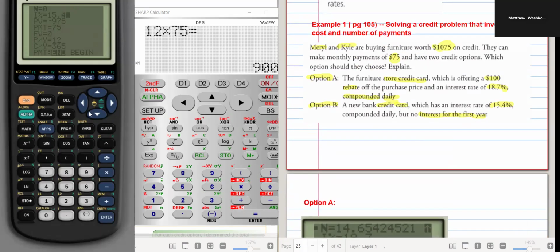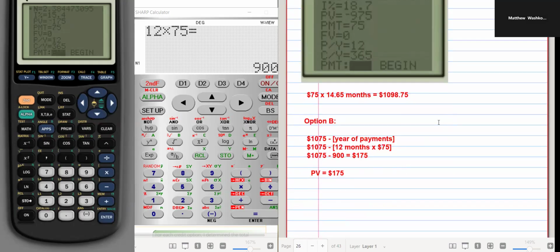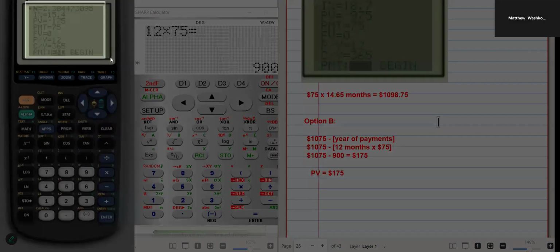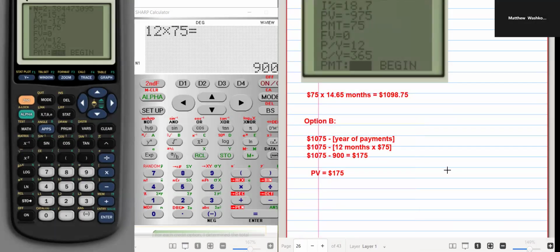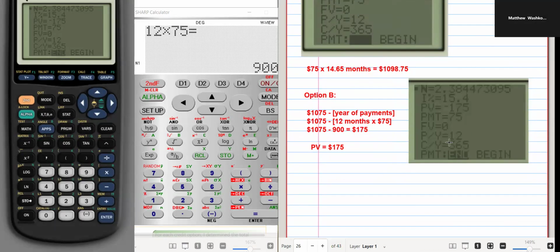So now I can actually input this stuff in. So 15.4% interest rate. My present value in this case is negative 175 for the reasons we just talked about. My payments are still $75. My future value, I still want to be zero. It's still 12 payments a year, and it's still 365 compounded daily. So if I solve for it, 2.38. So for option B, the answer is 2.38 months, right?